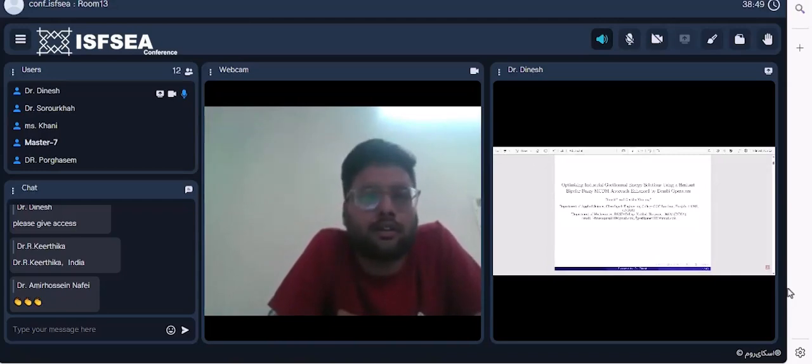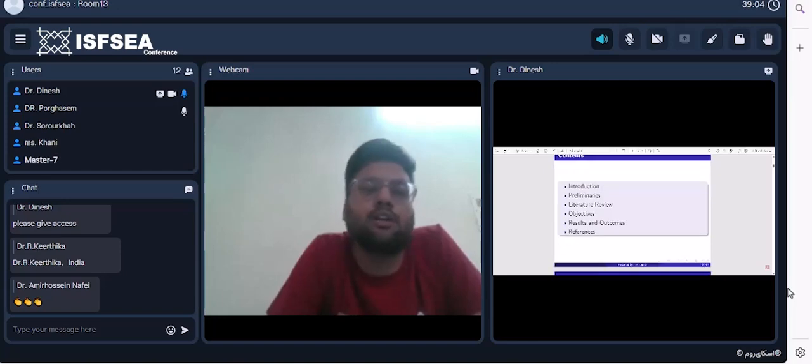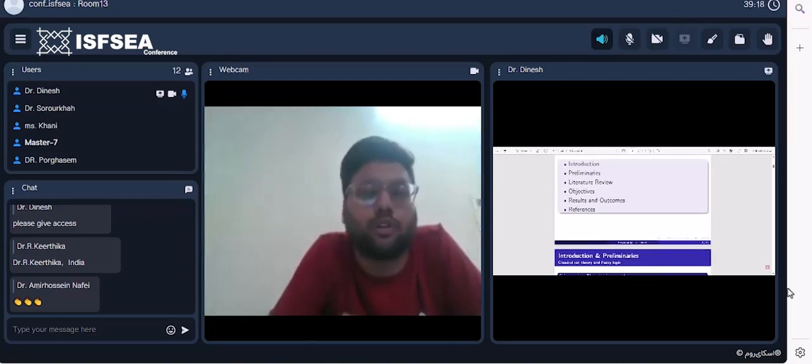So here we are presenting the topic on optimizing industrial geothermal energy solution using a hesitant bipolar fuzzy MCDM approach enhanced by Dombi operators. In this, we have the context. Firstly, the Dombi operators. Secondly, preliminaries. Thirdly, the literature review. The fourth one is objectives, results and outcomes. And the last one is the references that we used from all this.